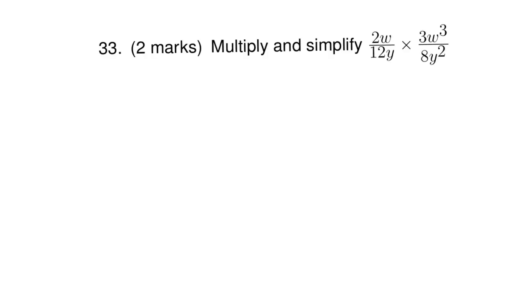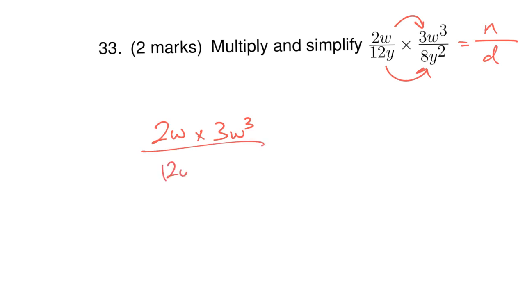All right, multiply and simplify this. Now, I know this looks ugly, but hopefully you remember from previous years, when we multiply a fraction, it's easy. We just multiply the numerators together, and we multiply the denominators together. Just because we've got algebra and pronumerals, the rules haven't changed. So on the top, I'm going to get 2w times 3w cubed. On the bottom, I'm going to have 12y times 8y squared.